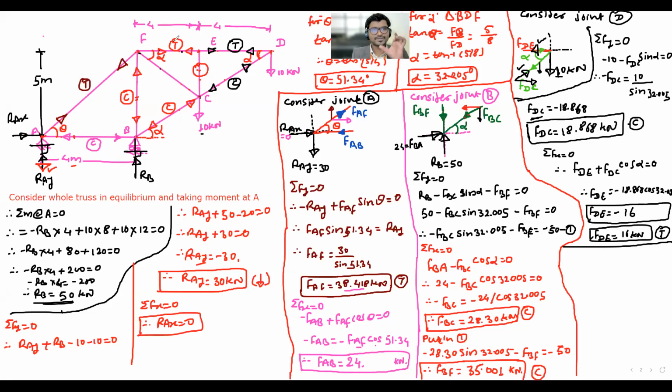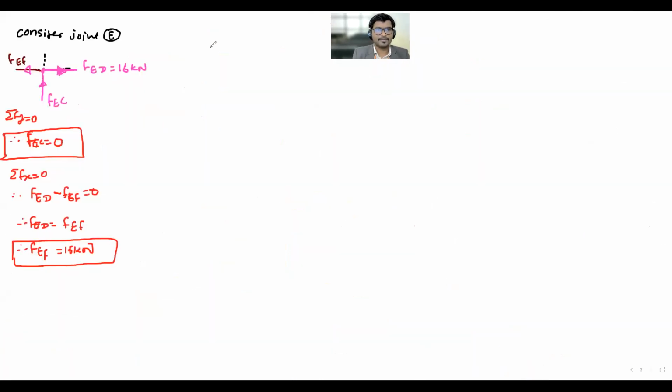FC. So for finding the force in the member FC, which joint will be required to consider? Either joint F or joint C. Okay, we'll go with joint F. Here again we will have to find all the angles. Theta, alpha, vertical and horizontal. Okay, consider joint F.